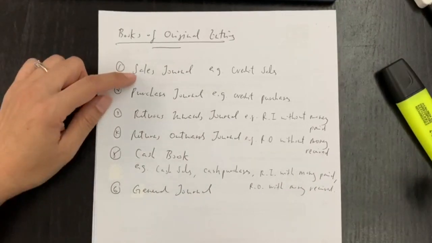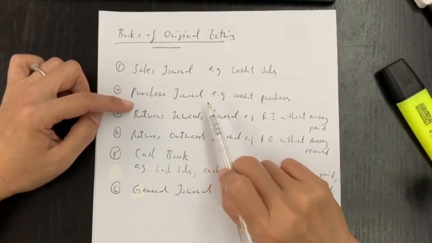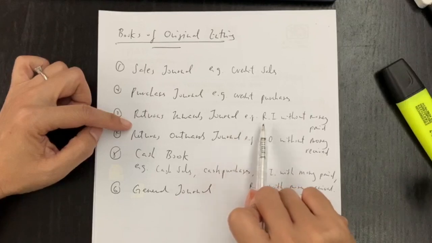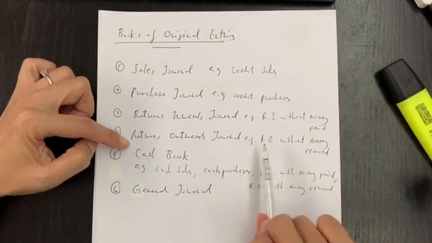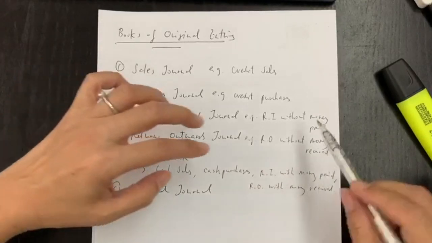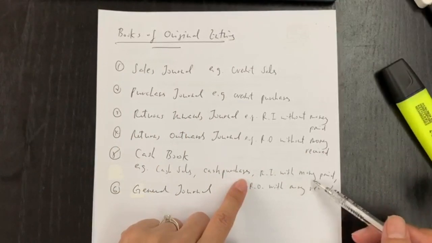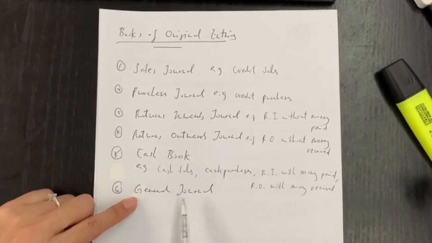Okay, so sales journal is a book for credit sales, and purchases journal will be a book for credit purchases, and return invoice journal will be return invoices without money paid. So return outwards will be return outwards without money paid. If we have this return invoice with money received and money paid, then it will all go to the cash book. All right, so finally, what about general journal?